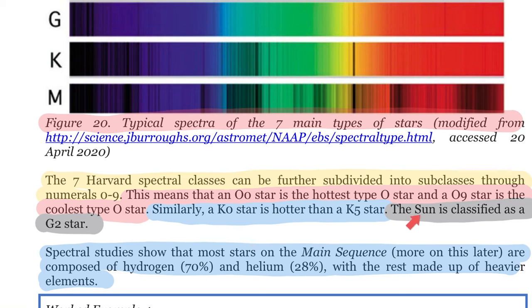So out of interest's sake, the Sun is classified as a G2 star. So we would see the spectrogram of the Sun would look roughly like this. Notice that with K stars and with M stars, there's a lot more absorption taking place because of the types of elements in these stars, and that's why you've got so much more black in the spectrograms of these stars.